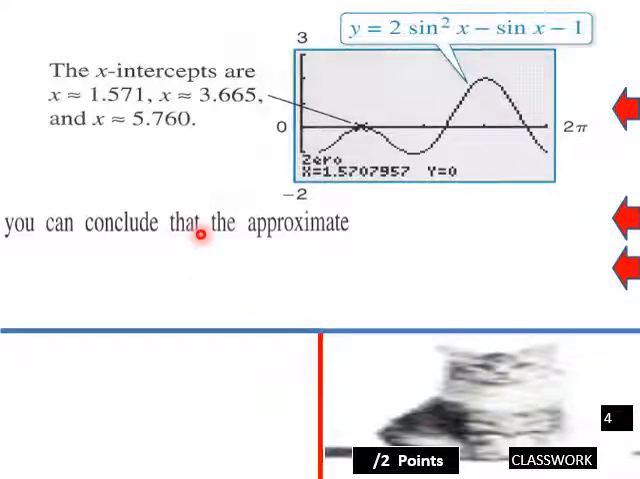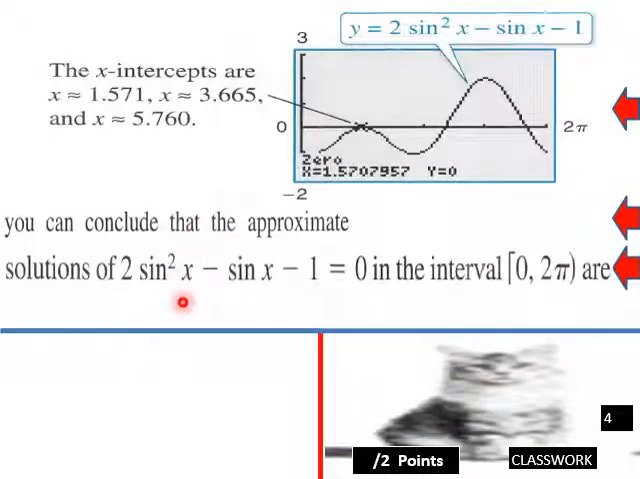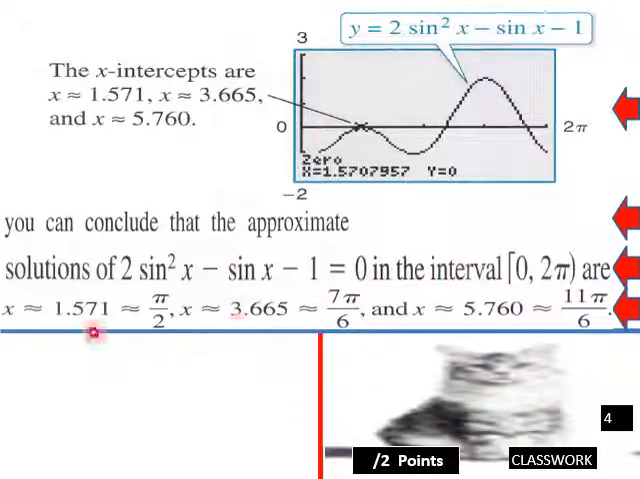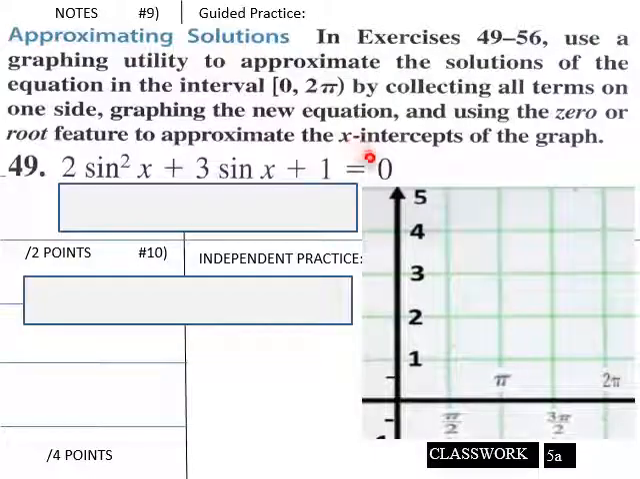You can conclude that the approximate solutions of 2 sine squared x minus sine x minus 1 equals 0 in the interval of 0 to 2 pi are up here. From that, by graphing it and also solving it, making these into real numbers corresponds with your graph up here.